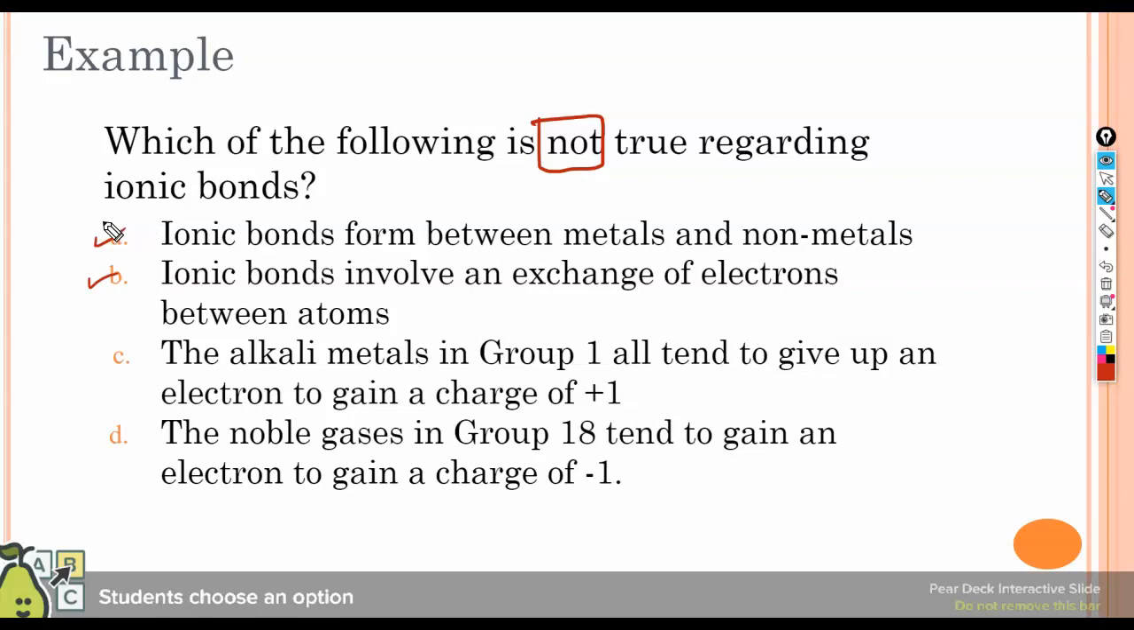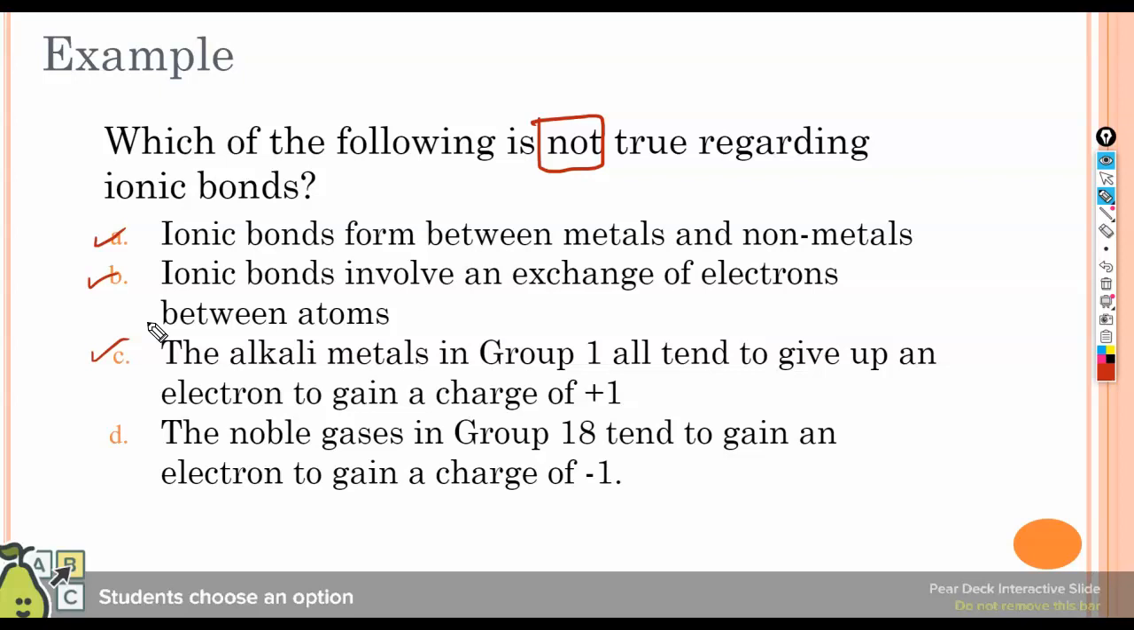C says the alkali metals in group 1 all tend to give up an electron to gain a charge of +1. Okay, that is true. You should have already put that in your notes. All of the elements in group 1 tend to lose an electron. That way they have like a full outer shell. And so that is true.